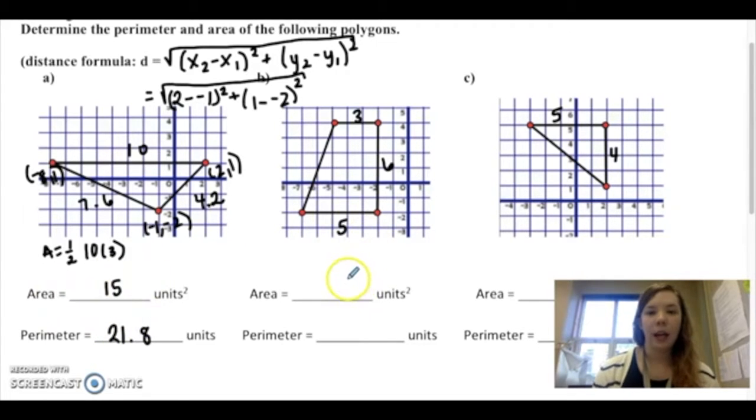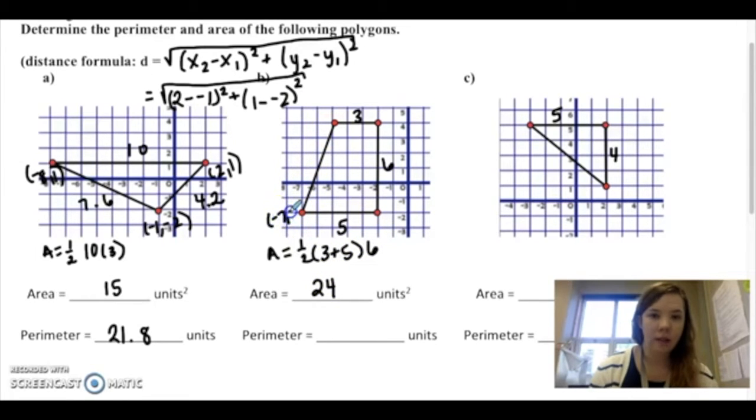Okay, here we have a trapezoid. So our area formula is 1/2 base 1 plus base 2 times height. So then that would be 24 square units. Half of 8 is 4 times 6 is 24. And then I still need to find this side for my perimeter.